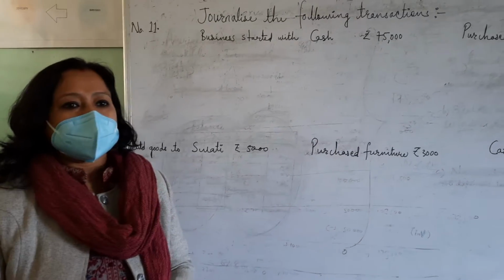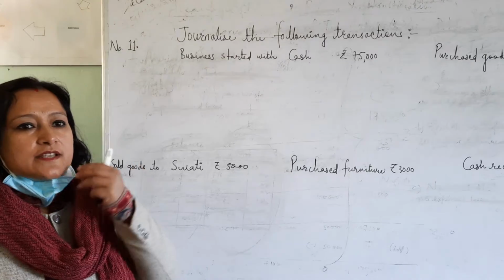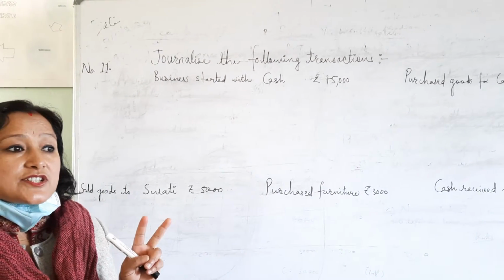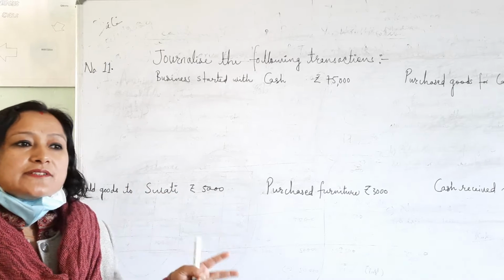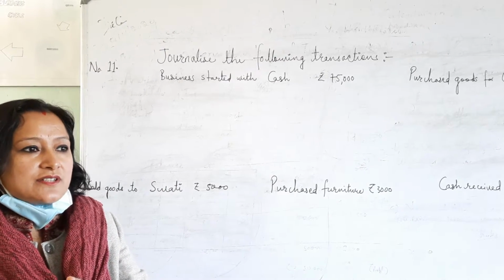Today we will be learning how to pass the journal entries. Since we have learned the two methods of recording the transaction, that is the American method and the Indian method of recording the transaction, isn't it?